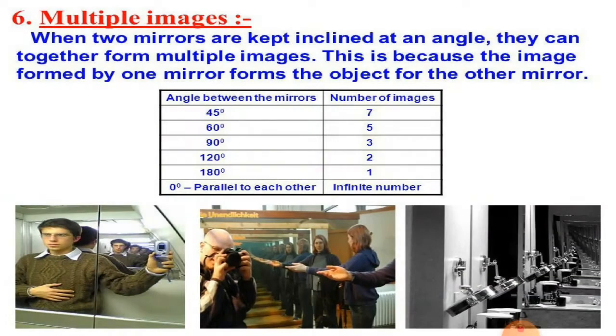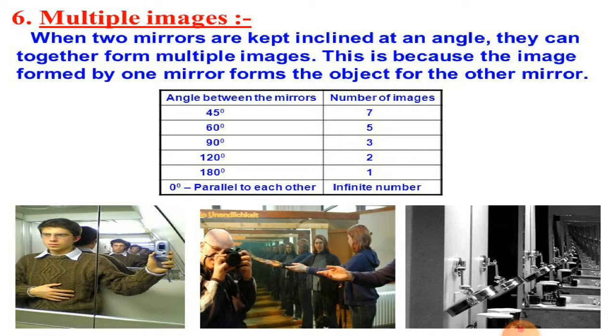So the next topic is about multiple images. Now we are going to know what multiple images are. When two mirrors are kept inclined at an angle, they can together form multiple images. This is because the image formed by one mirror acts like the object for the other mirror, and due to this multiple images are formed.